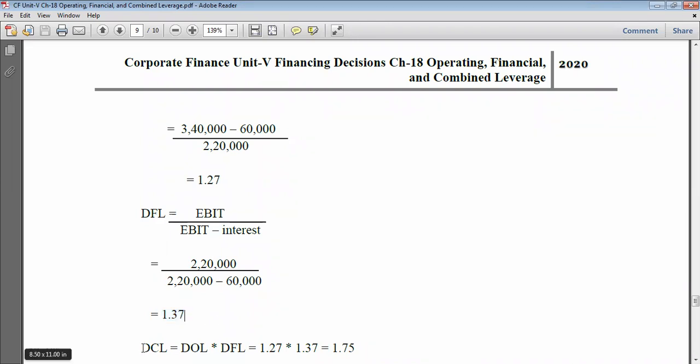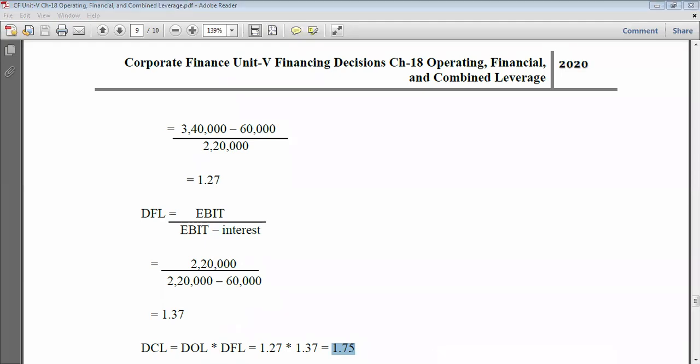Now it's very easy to find the degree of combined leverage. Degree of combined leverage can be simply obtained by multiplying the degree of operating leverage by the degree of financial leverage. So degree of operating leverage is 1.27, multiplied by degree of financial leverage 1.37, is equal to 1.75. So the degree of combined leverage of this company is 1.75. So our total risk of the firm is 1.75. So how do we interpret?